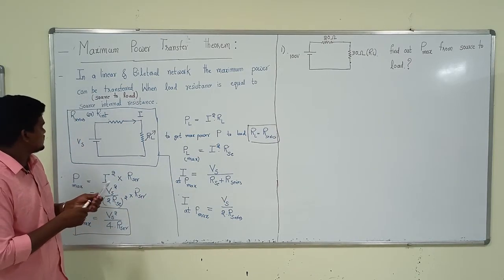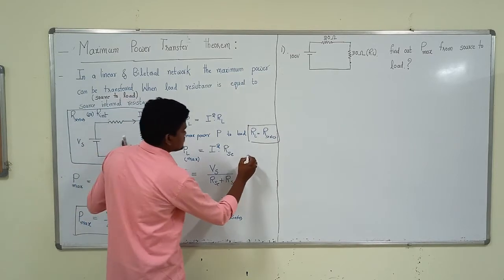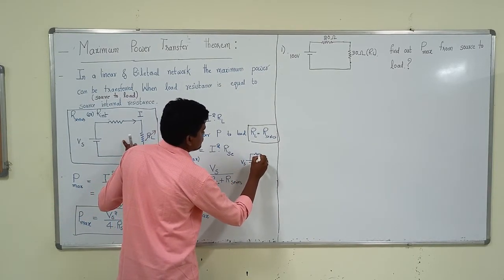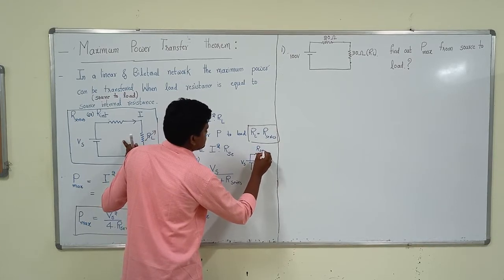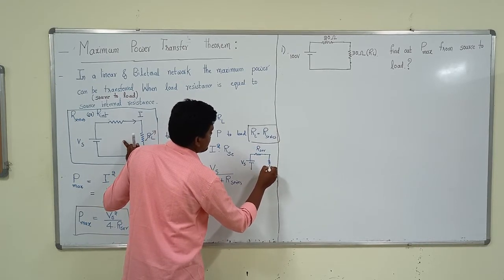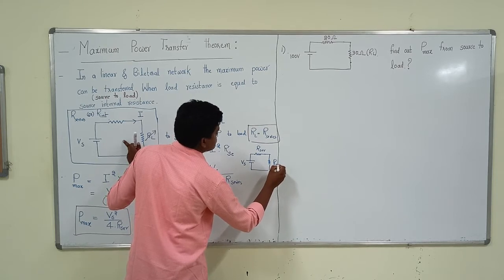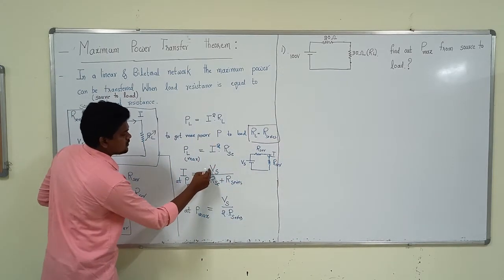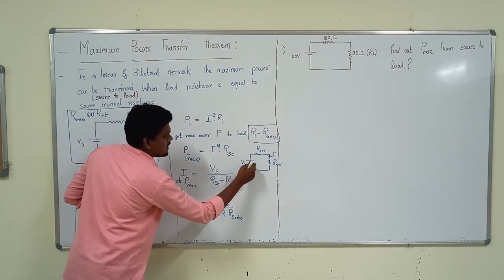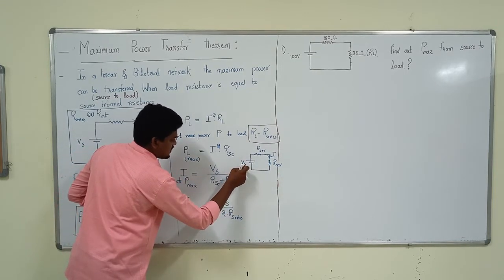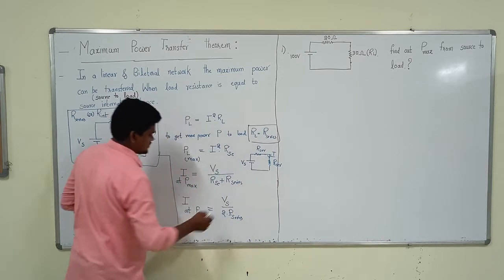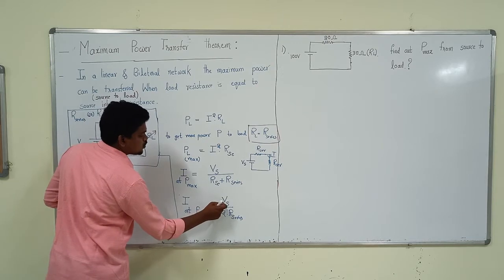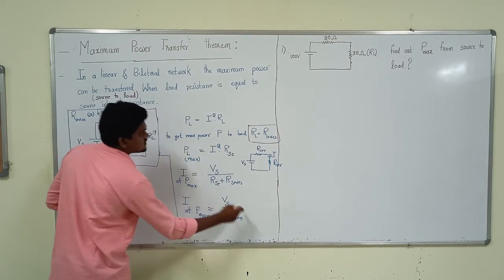Why is it changed? The reason is the circuit becomes like this. This is the source, this is the series resistance, and the load also becomes the series resistance. Now the current at maximum power is voltage by resistance. The voltage is Vs, and the resistance is series resistance plus series resistance. Finally, the current at maximum power equals the source voltage by 2 times the series resistance.